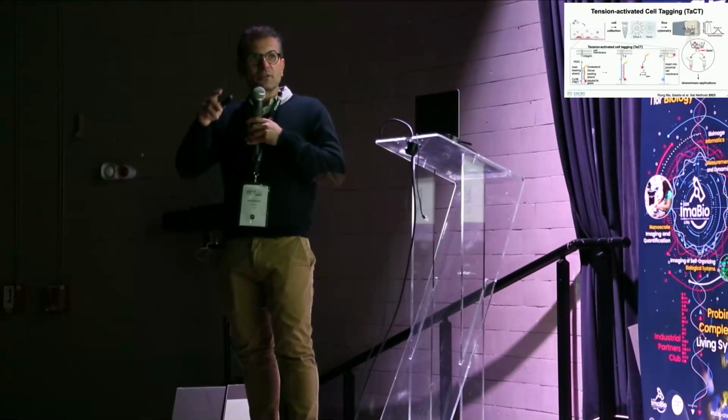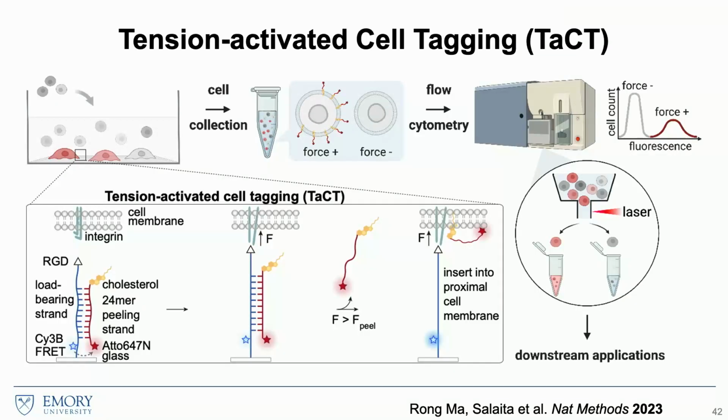Okay, so the first technique I'm going to show you allows you to use these probes to analyze force using flow cytometry methods. And the technique is shown here in this slide. Essentially, we created a different design for the probe. Shown on the left is a blue strand that's anchored at one end and has the RGD peptide on the other end.